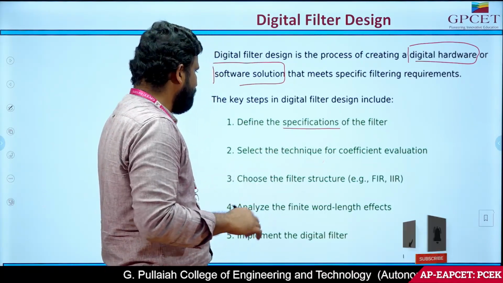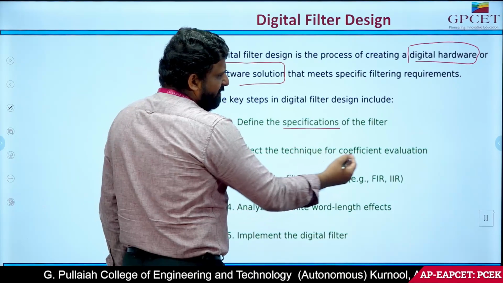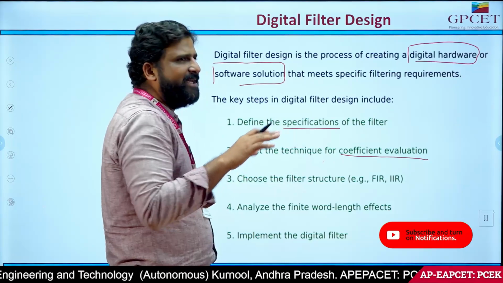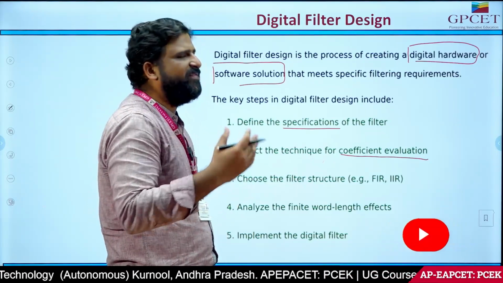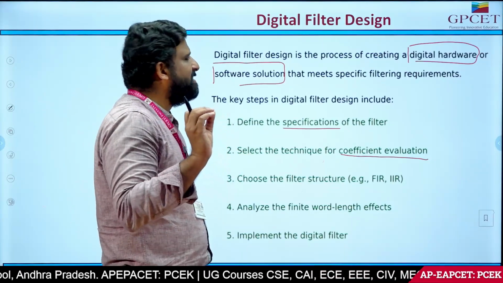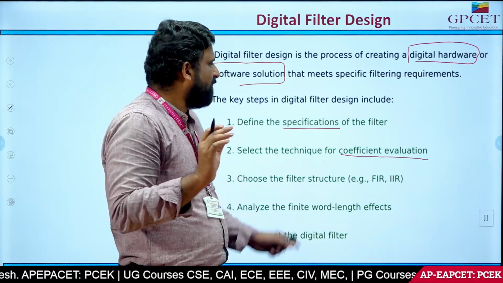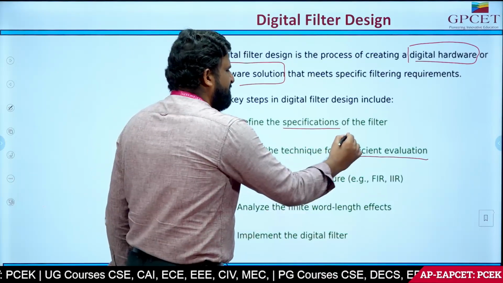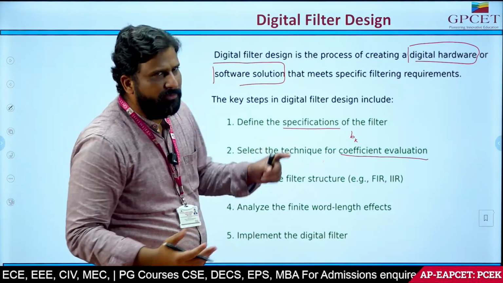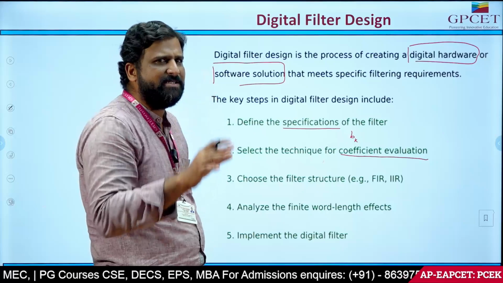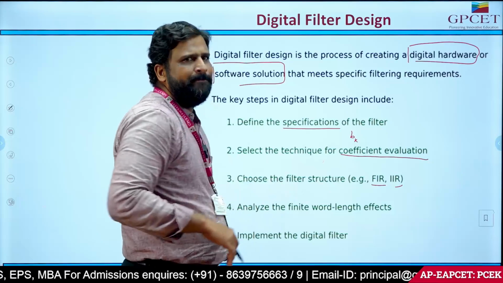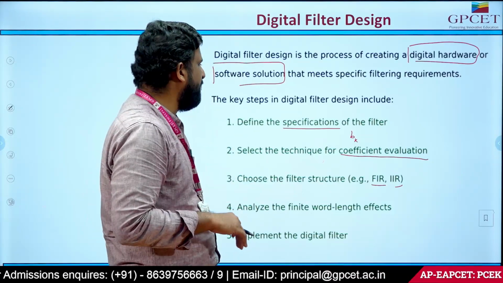What are the specifications? Now, select the technique for coefficient evaluation. That technique is going to be selected. We have different types of techniques which will come across in the upcoming lectures. So we need to select the particular technique or method to evaluate the coefficient. The coefficient is nothing but bk. Fine. Now after selecting the technique, based on the particular technique and the particular system, we can choose any filter.